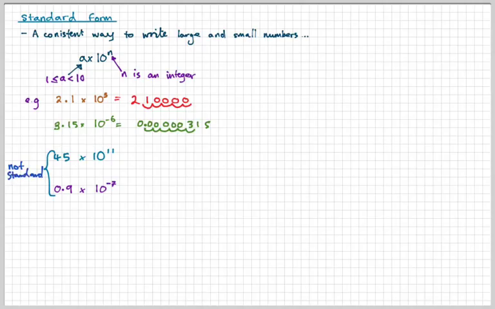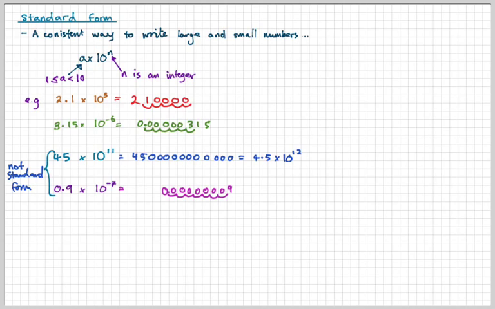So if we had a question where we had to write it in standard form, what you might do first is write these in ordinary form, this one being 45 with 11 zeros, and then this number 45 with 11 zeros is 4.5 times 10 to the 12. This number here, 0.9 times 10 to the minus 7, well, we're going to move the decimal point 7 places. Okay, put all the zeros in.